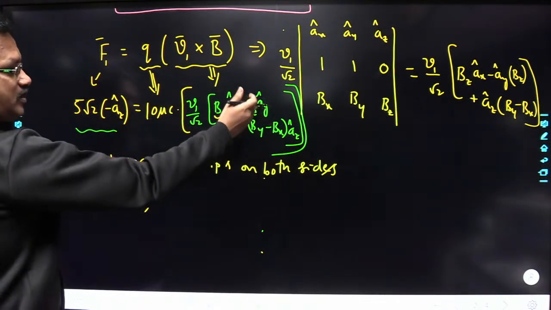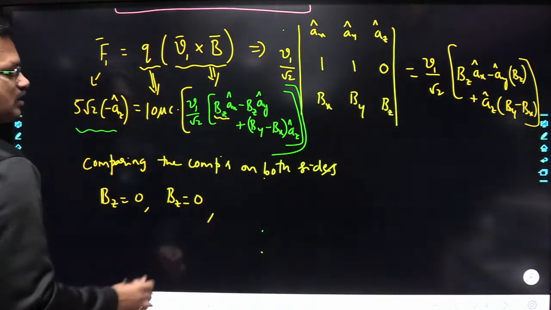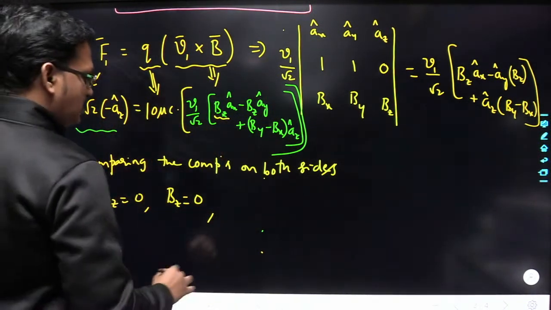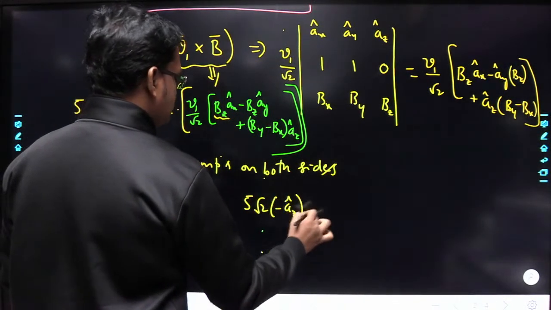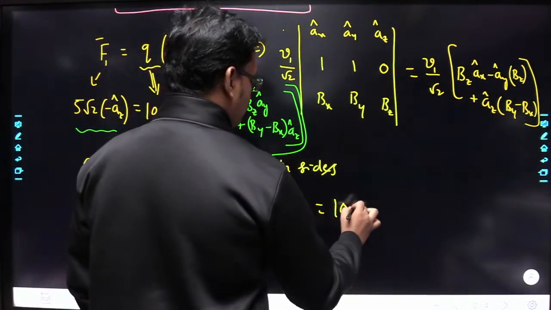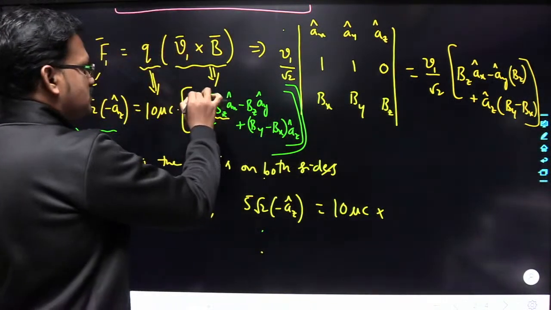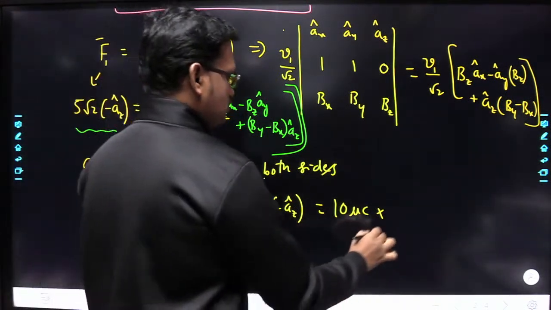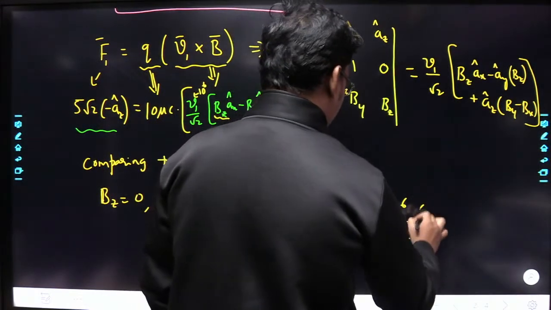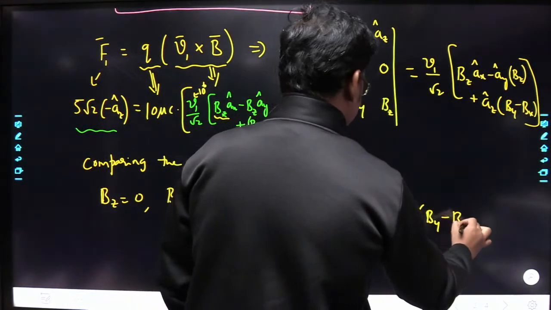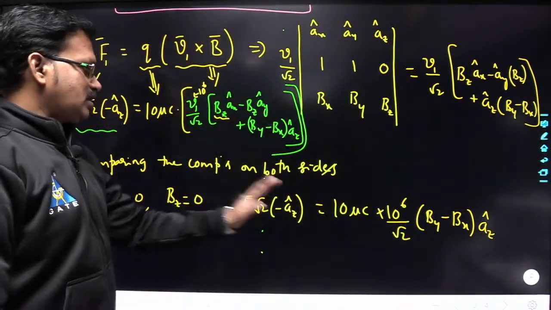So what is y component here? You are having Bz. So again you are getting Bz is equal to 0. Next, compare z component here. So what is the z component? If you compare, here you are having 5 root 2 minus Az cap, that is equal to 10 microcoulomb into V1 by root 2. V1 value is 10 to the power of 6 meters per second. So into 10 to the power of 6 meters per second divided by root 2 multiplied by By minus Bx Az cap. Okay. So I am comparing the z component on both sides.